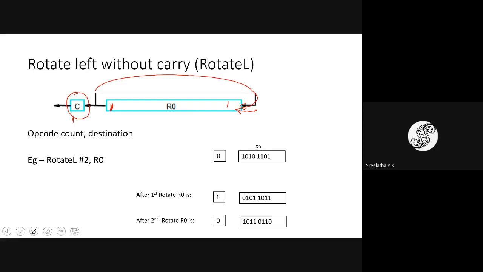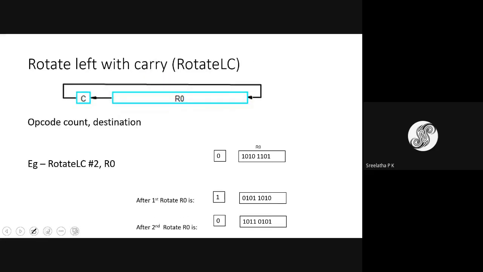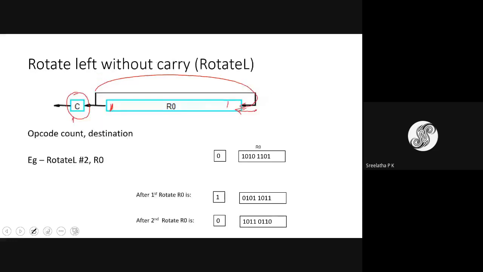Coming to rotate left with carry. With carry, you can see the diagram. The bits are not moved directly from the MSB to the LSB. They move through the carry bit. It uses the carry flag. So this is rotate left with carry.